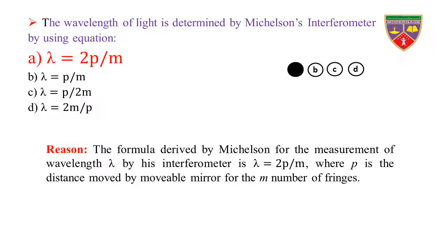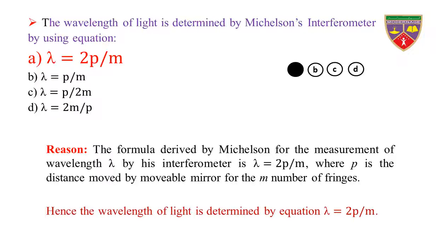Reason. The formula derived by Michelson for the measurement of wavelength lambda by his interferometer is lambda is equal to 2p divided by m, where p is the distance moved by movable mirror for the m number of fringes. Hence, the wavelength of light is determined by equation lambda is equal to 2p divided by m.